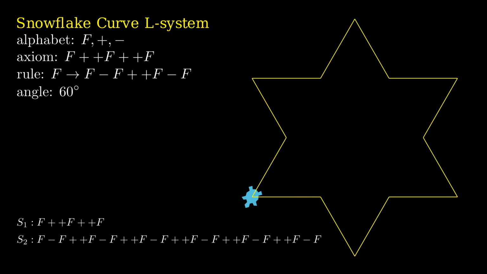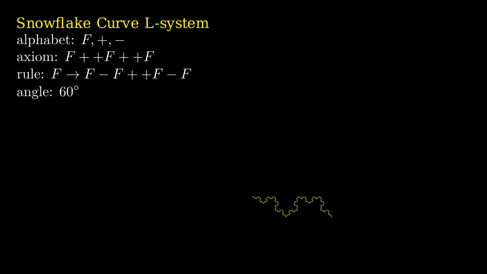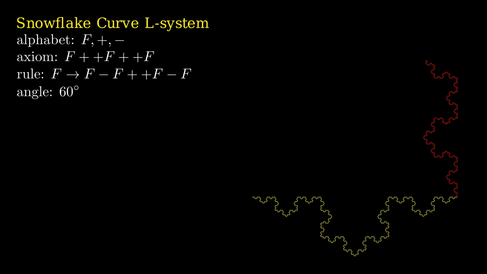The L system iteration can now be extended indefinitely to create longer and longer strings, each giving a better approximation to the snowflake curve. Here is the result using 5 iterations, with each Koch curve drawn in a different color.